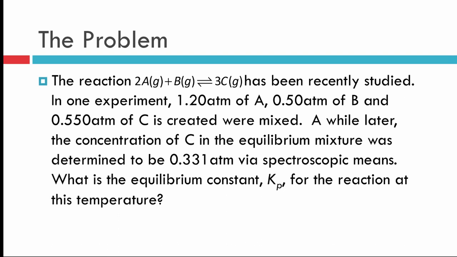We'd have some reaction, 2A plus B gives us 3C, all in the gas phase in this case, and we're given some initial conditions. In this particular case, we're told that there's 1.2 atmospheres of the chemical A, 0.5 atmospheres of B, and 0.55 atmospheres of C. Notice that everything's given in atmospheres, so we're dealing with pressures, it seems. Later on, though, some spectroscopic means were used to find that the pressure of C was now 0.331. And so we're asked the question, what's the equilibrium constant for this reaction at the particular temperature it's being run?